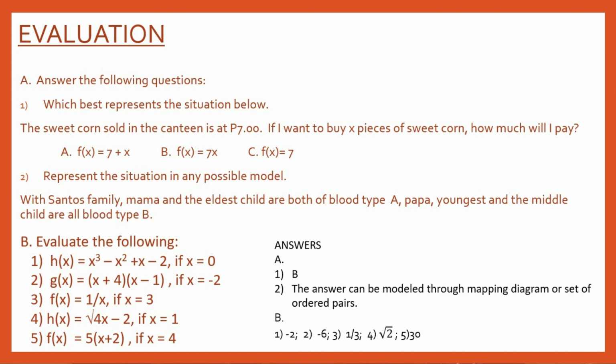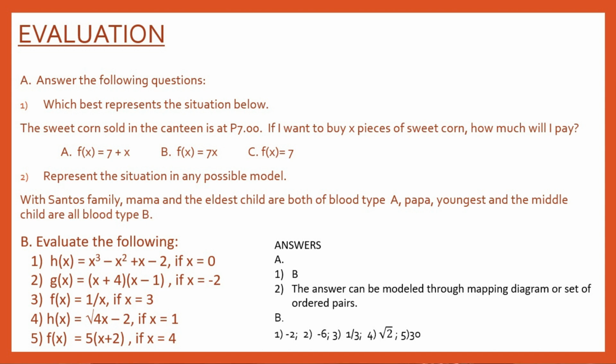f of x is equal to 7x because the number of sweet corns that you will buy is the value that you will replace x with. And of course, since each sweet corn is 7 pesos, multiplying the price to the number of items that you will buy will give you the amount that you will pay.